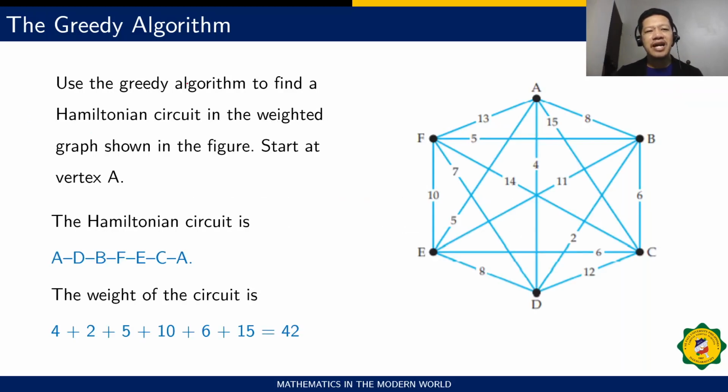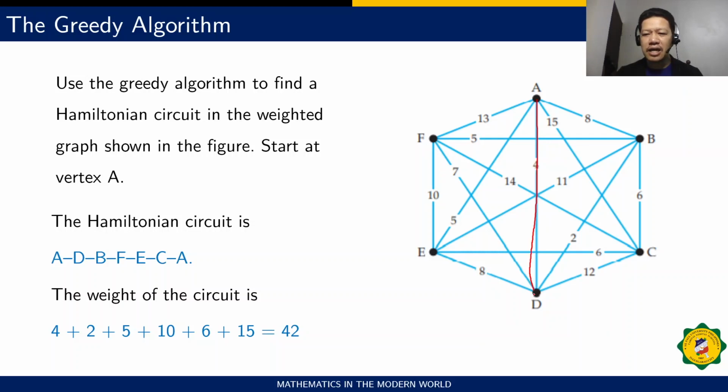Okay, let's apply the greedy algorithm in this graph here. Using the greedy algorithm to find a Hamiltonian circuit, starting at vertex A, you compare which is the lowest. We have A connected to F is 13, A connected to E is 5, A connected to D is 4, A connected to C is 15, and A connected to B is 8. The lowest is 4, so we connect to D.